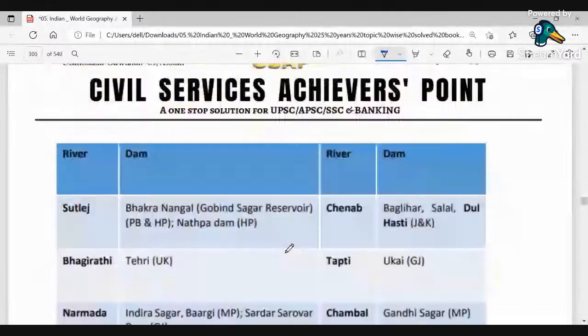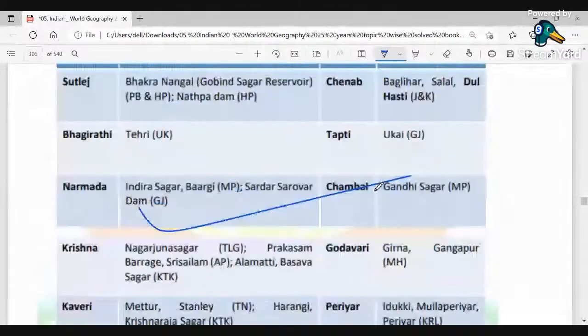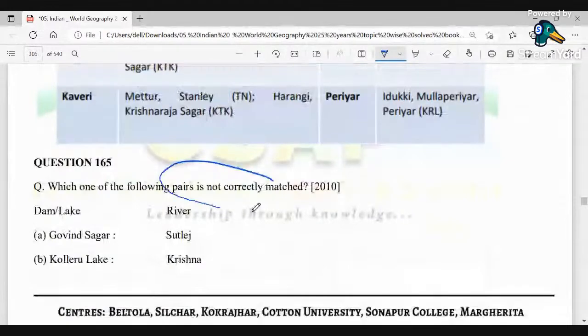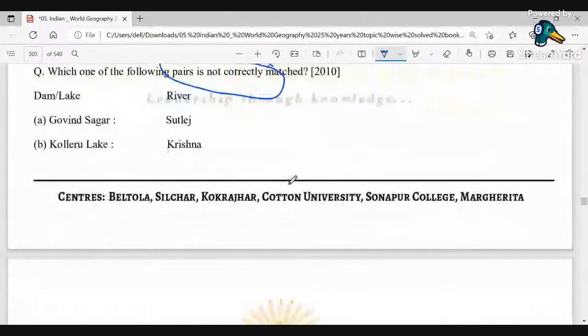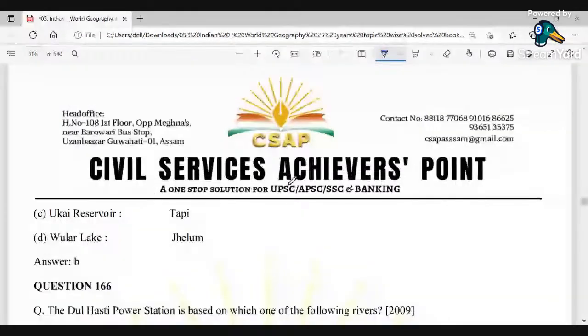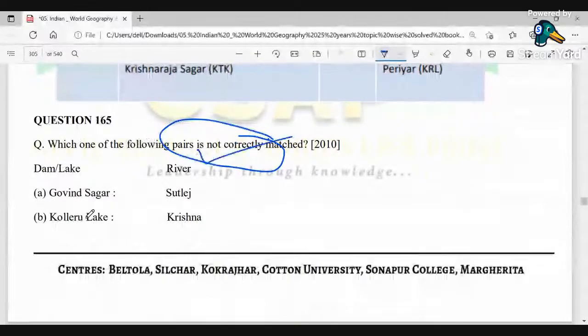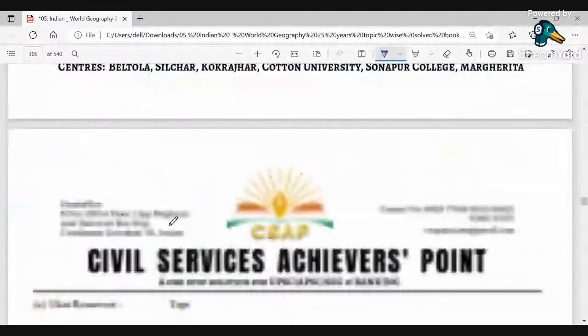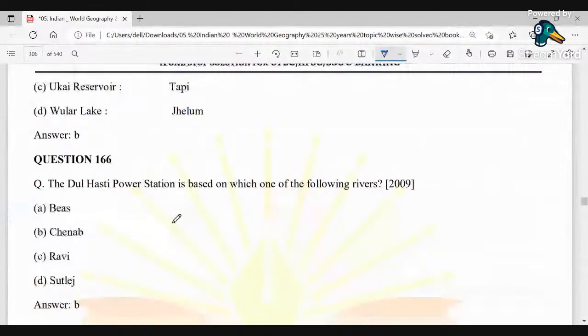Coming to the next one. So here all these things are relevantly discussed. Now, which of the following pairs is not correctly matched? Govind Sagar - Satluj, Kolleru - Krishna, Ukai - Tapi, Wular - Jhelum. So here the option which is not correct is Kolleru Lake - Krishna. Okay, because it's basically a lake in Andhra, so it's obviously not associated with the river Krishna.